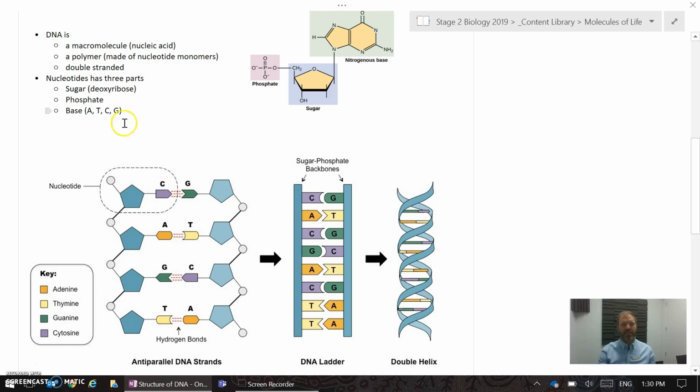So let's have a look at DNA. DNA is a macromolecule of nucleic acid type. It's made of monomers that are called nucleotides, and it forms a double strand, as we see here.